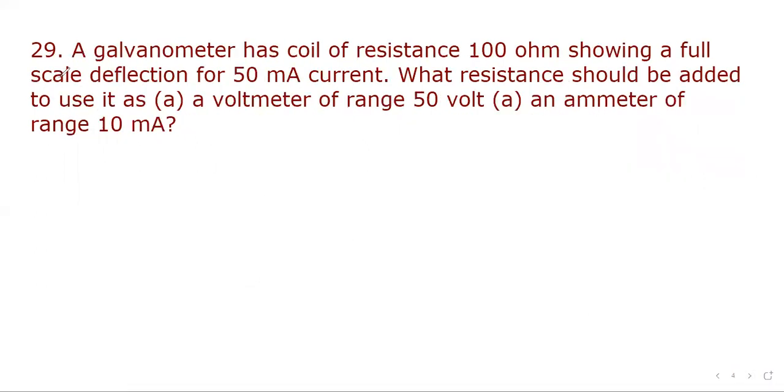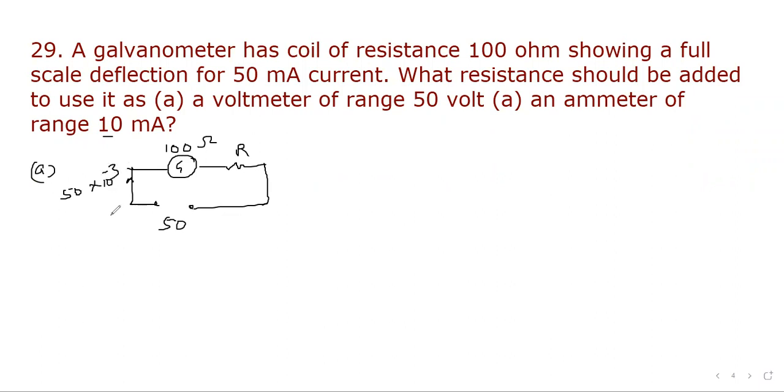Let's see the next question. A galvanometer has a coil of resistance 100 ohm showing a full scale deflection for 50 milliampere current. What resistance should be added to use it as a voltmeter of range 50 volt and an ammeter of range 10 milliampere? So in the first case, this is the galvanometer and we are connecting a resistance R, and we have to measure a voltage of 50 volt. The resistance of the galvanometer is 100 ohm and the full scale deflection current is 50 into 10 to the power minus 3 ampere.